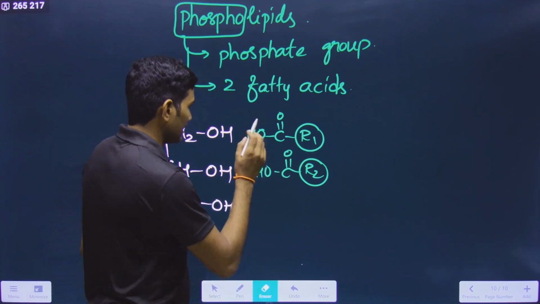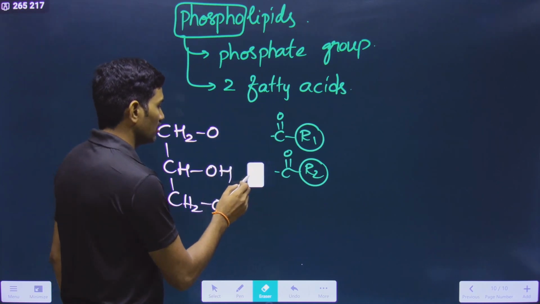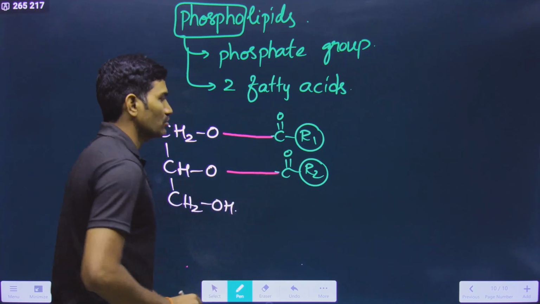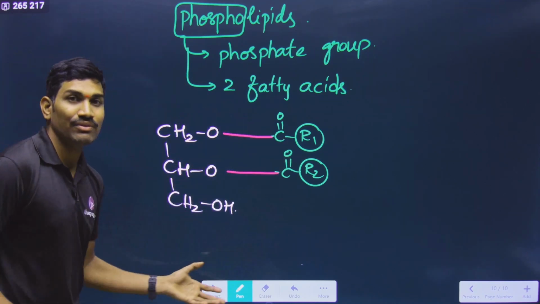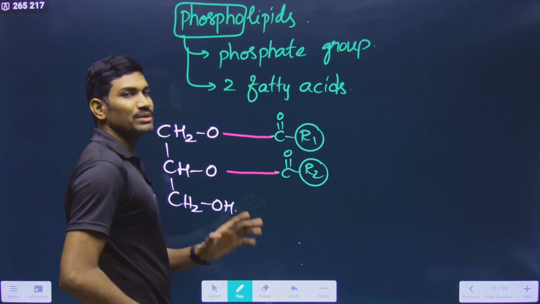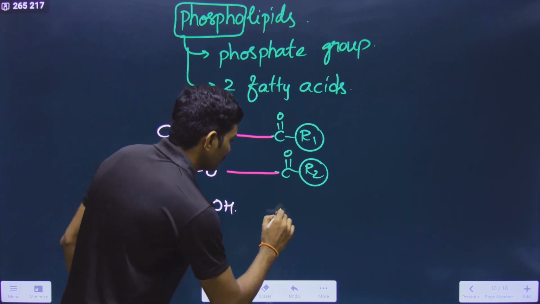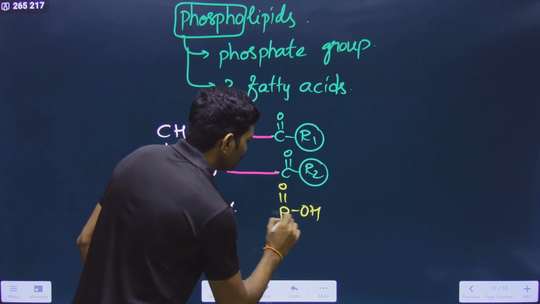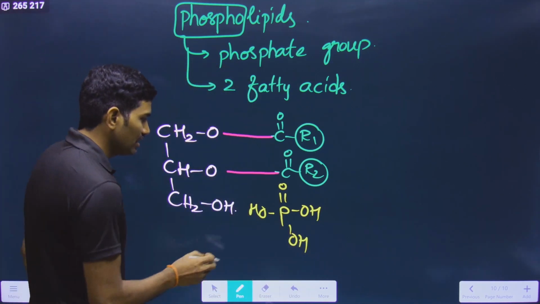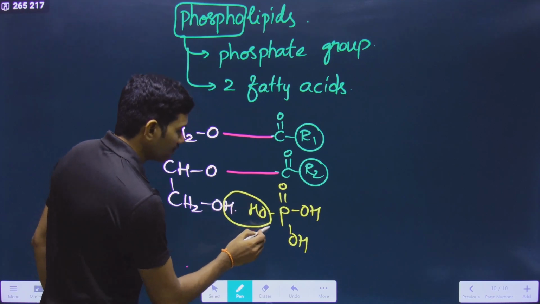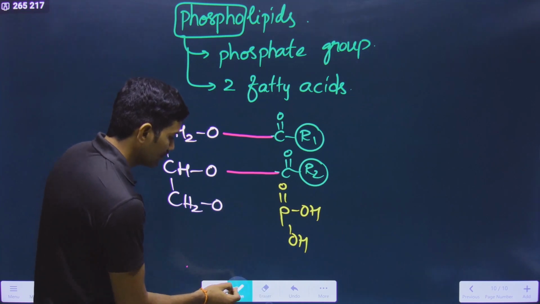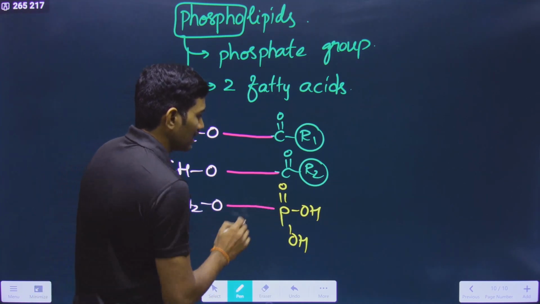Clear? Now, attach them. A water molecule should be removed, here also a water molecule should be removed, so that an ester bond is formed. In this way, two fatty acids are attached. So that's why it is an example of diglyceride. And to this third carbon, a phosphate group is attached. How is this phosphate group attached here? Observe carefully. P double bond O, OH, OH, OH. Phosphoric acid. The phosphate group is nothing but phosphoric acid. Now, in this phosphoric acid, OH and hydrogen from this CH2OH are removed in the form of a water molecule. So remove this water molecule, so that now it is attached like this.